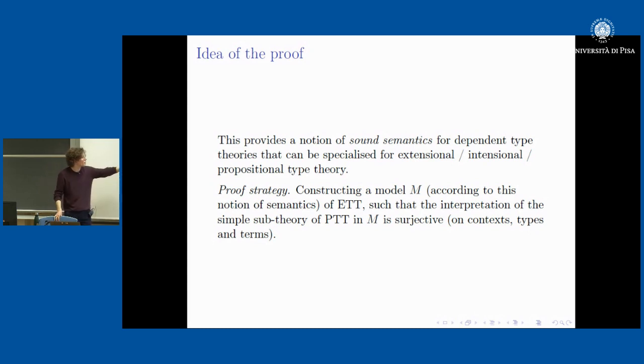So what would we like? That any semantic context of M is the image of some simple context of PTT. That any semantic type of M is the image of some simple type of PTT, and that any section of a display map of M is the image of some term of PTT. We would like M to have this property. Now I tell you why.